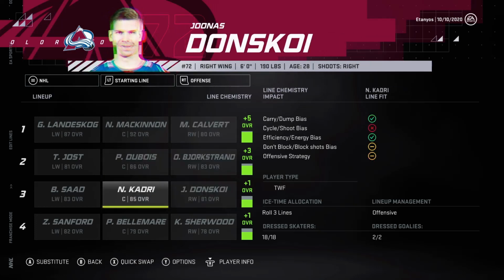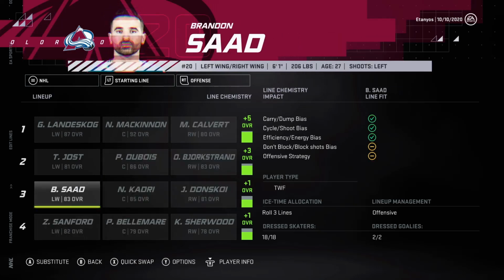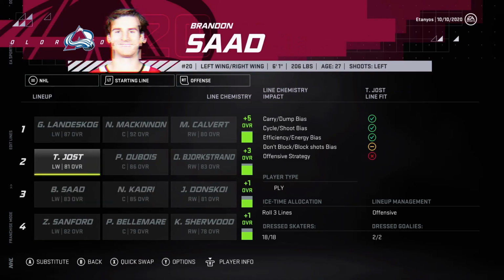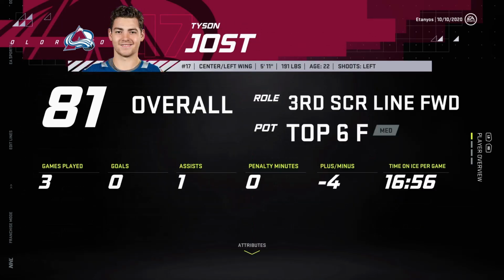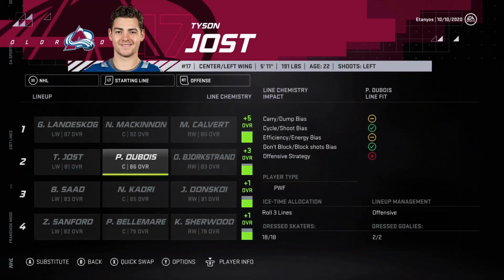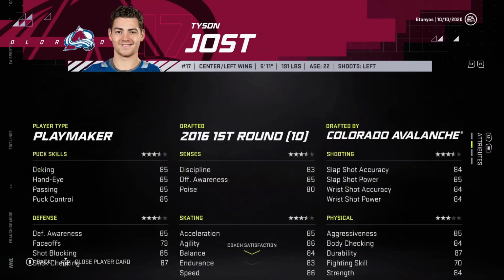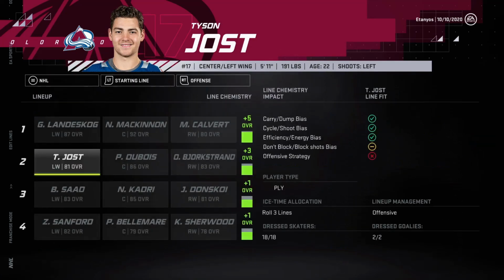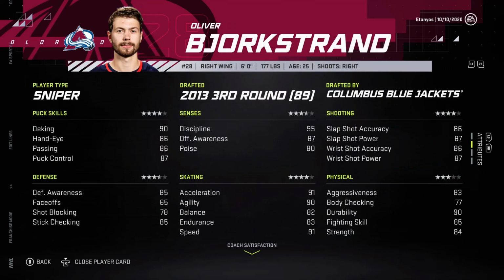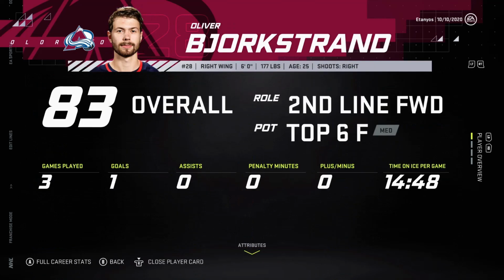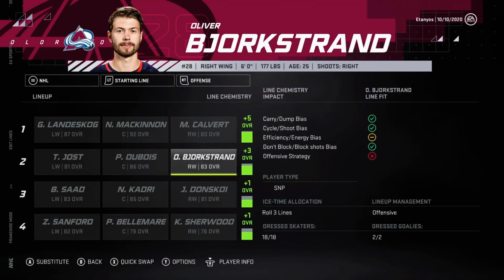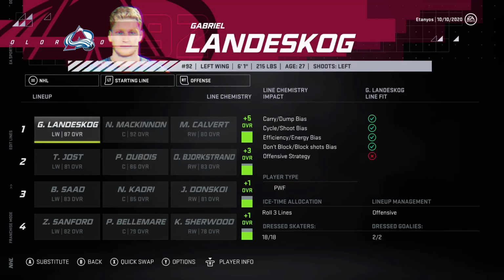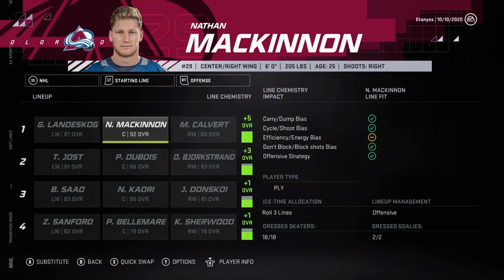I mean, honestly, Saad and Kadri could be 2nd liners, but let's see if Jost playing on that 2nd line with a +3 chemistry makes any difference. Let's say he'd score about 40 points in a season, right? Let's see if that goes up with the chemistry. Bjorkstrand, same thing. I'd say he's about a 40-point guy, maybe 20 to 25 goals. Let's see if that goes up. Dubois should score well. And then obviously McKinnon, Rantanen, and those guys I'm expecting to score well.